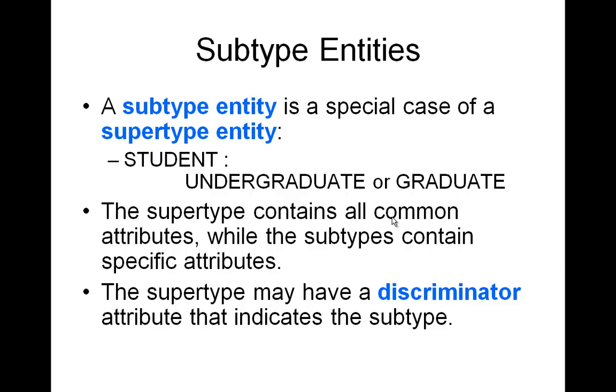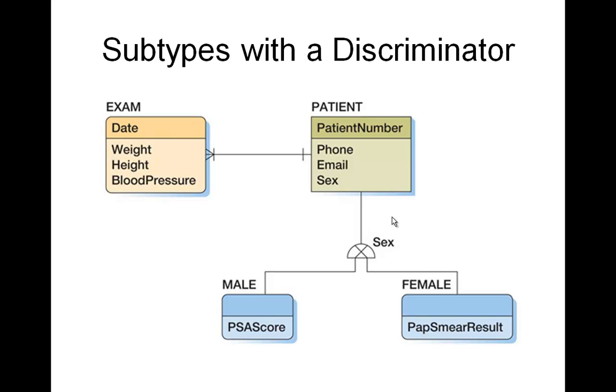This is an example of subtypes with a discriminator. We have the patient, but we have a subtype male and female. So the discriminator here was the sex, and we had to create two separate subtype entities that represent the patient. The reason for that is the exams needed for the female are different from the exams needed for the male. Females have pap smear, while the male has the PSA score.